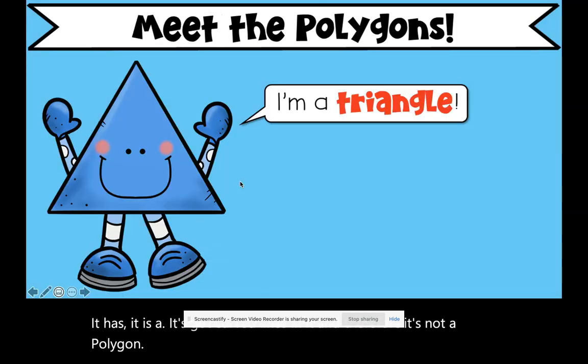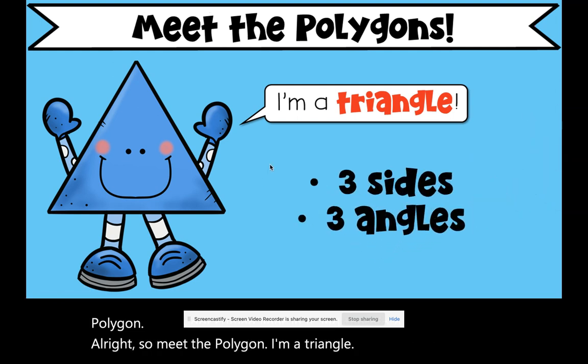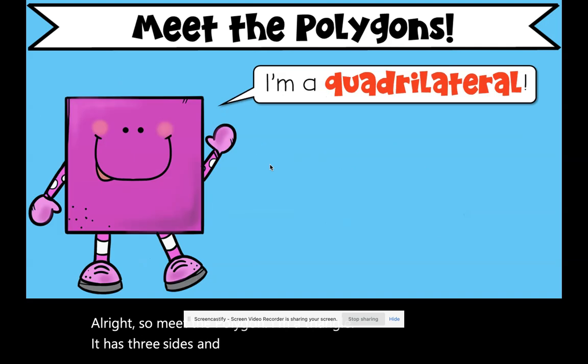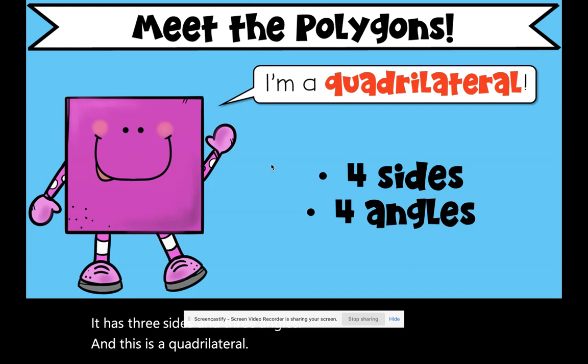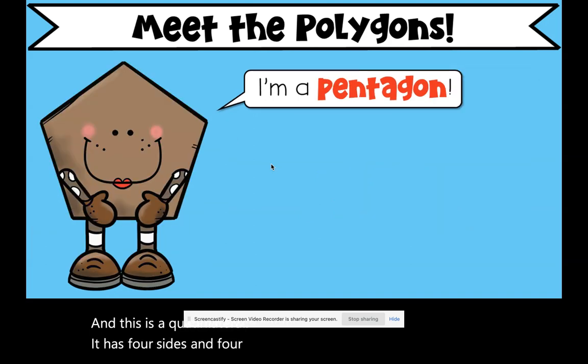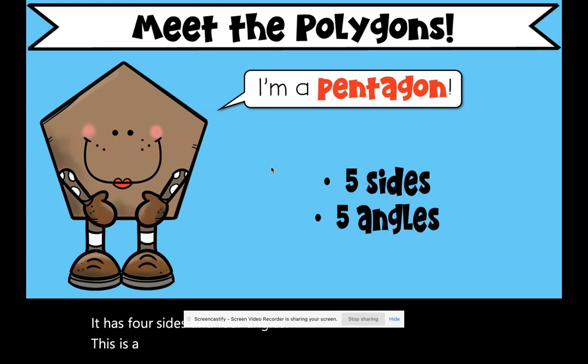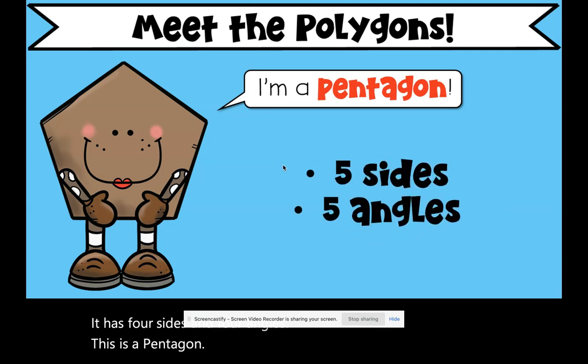All right, so meet the polygons. I'm a triangle. It has three sides and three angles. And this is a quadrilateral. It has four sides and four angles. This is a pentagon. It has five sides and five angles.